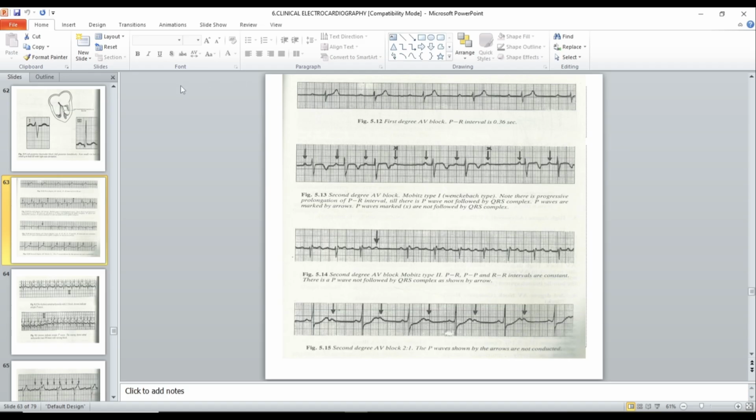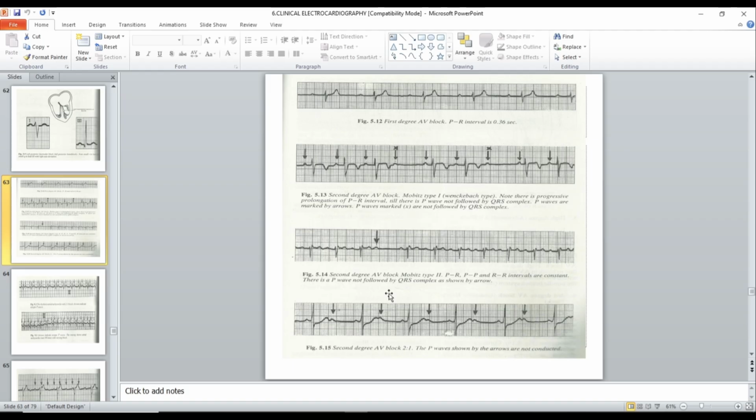Atrioventricular blocks: typically this is first degree heart block where the PR interval is increased. This is Mobitz 1 where the PR interval goes on increasing gradually till a P wave is not followed by a QRS complex. This is Mobitz 1. Mobitz 2: normal QRS complexes, then all of a sudden a P is not followed by a QRS complex.